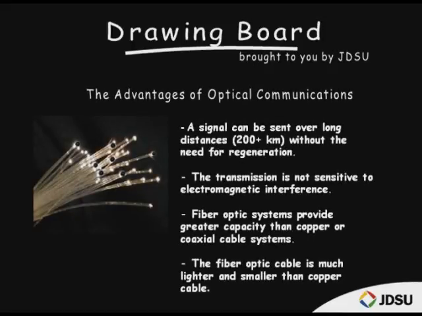A signal can be sent over long distances without the need for regeneration. The transmission is not sensitive to electromagnetic interference. Fiber optic systems provide greater capacity than copper or coaxial cable systems. The fiber optic cable is much lighter and smaller than copper cable.